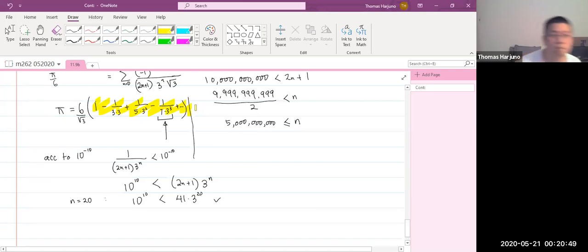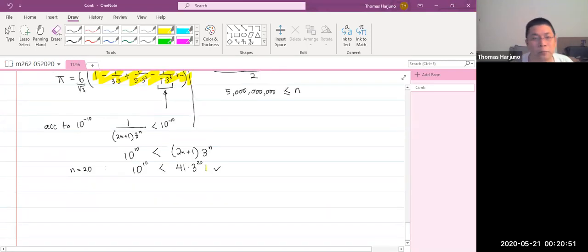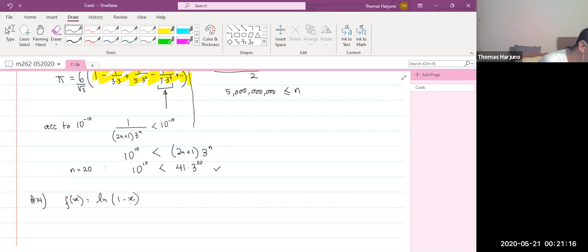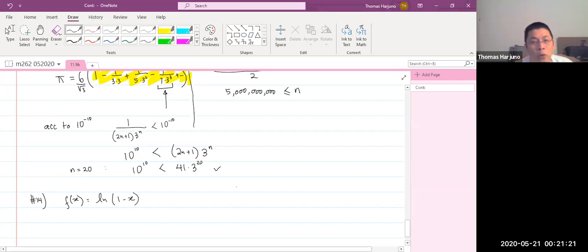Let's see number 14. I'm doing problems now. Number 14: find the power series representation of f(x) equals ln(1 minus x), and use equation 1. Where's equation 1? Okay. So we know that 1 over 1 minus x has this power series representation.